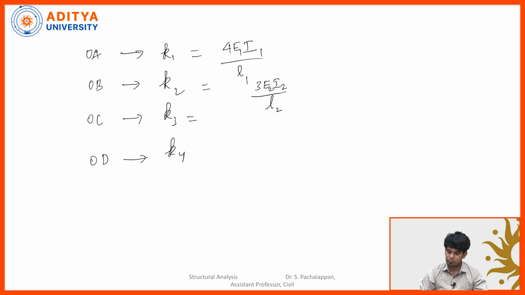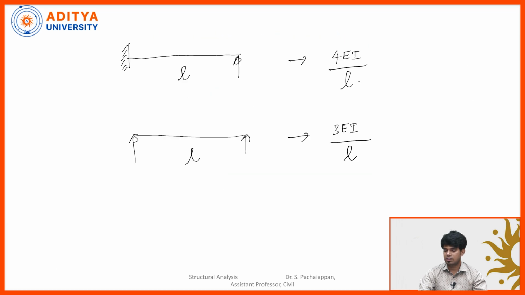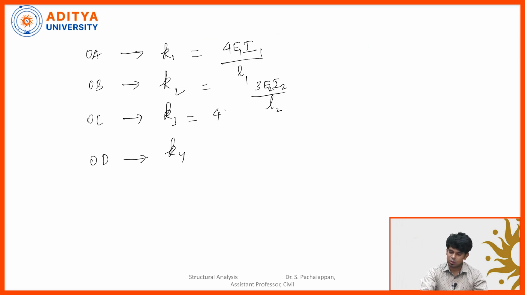Once again for member OC, one end is fixed, other end is simply supported. So again 4EI by L, I1, E1, L1. And for K4, 3EI by L. Oh sorry, this has to be 3 and this has to be 4. Okay, so E3, I3, L3 and this is E4, I4 and then L4.